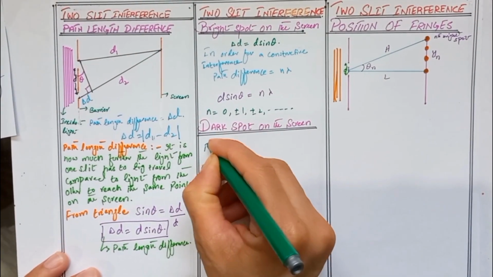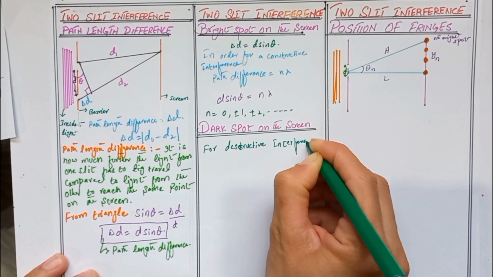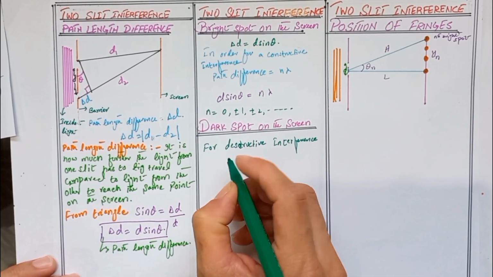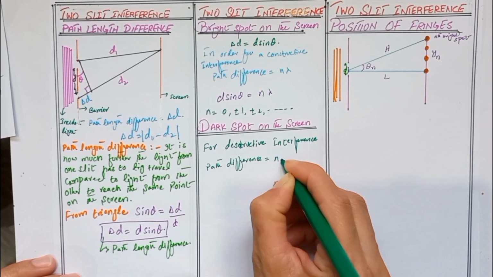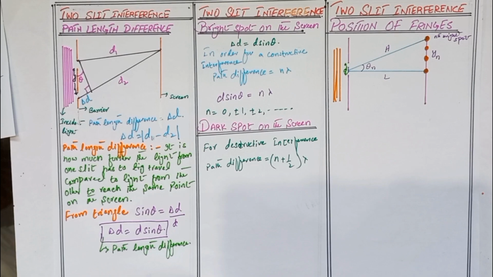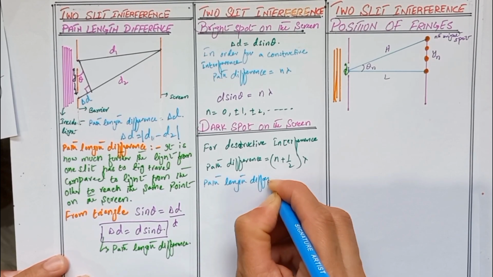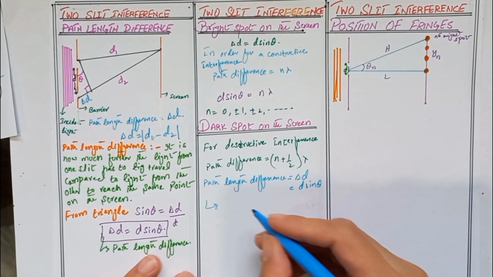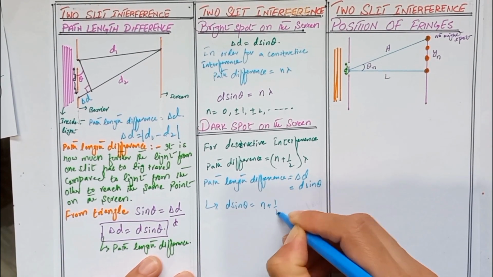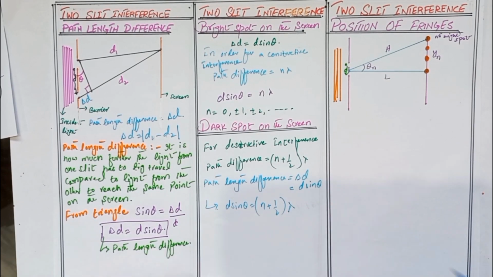We know that destructive interference occurs when the waves are one half of a wave cycle out of phase. So path difference for destructive interference is equal to n plus half lambda. The path length difference is delta d equal to d sine theta. So here we can write d sine theta is equal to n plus half times the wavelength.